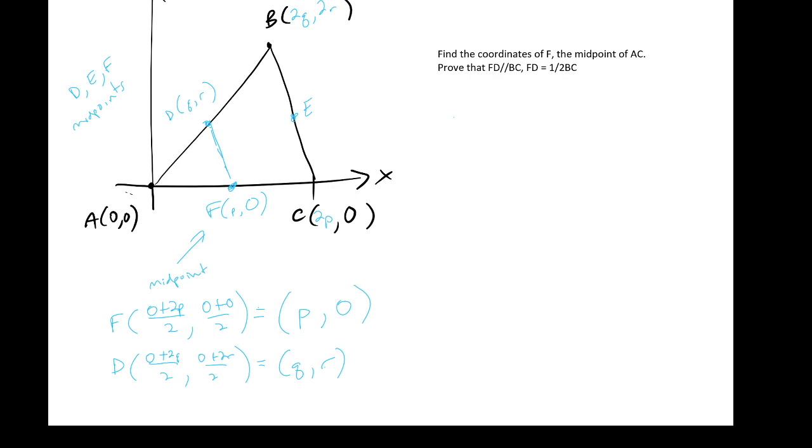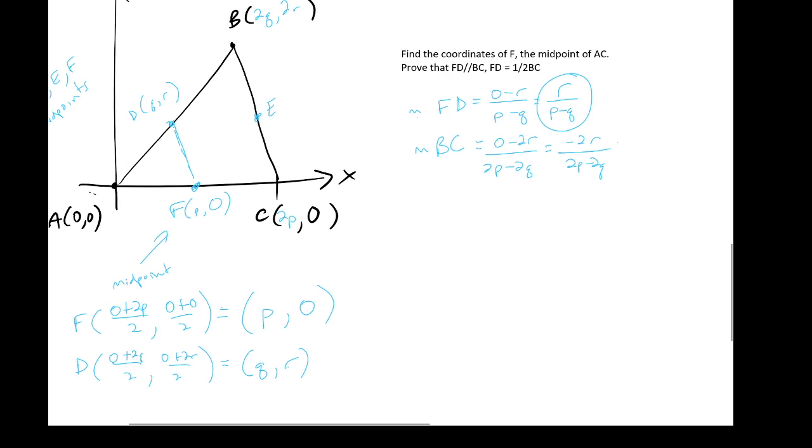So now we need to prove the parallel nature of these things, right? So we need the slope of FD. We also need the slope of BC. The slope of FD, okay, is going to be 0 minus R over P minus Q, which is R over P minus Q. That's what our slope is. BC hopefully is going to have the same outcome, okay? So it's going to be 0 minus 2R over 2P minus 2Q, which is negative 2R over 2P minus 2Q.